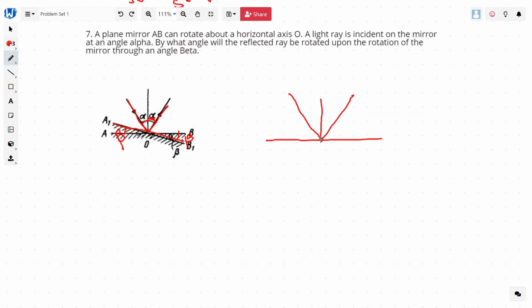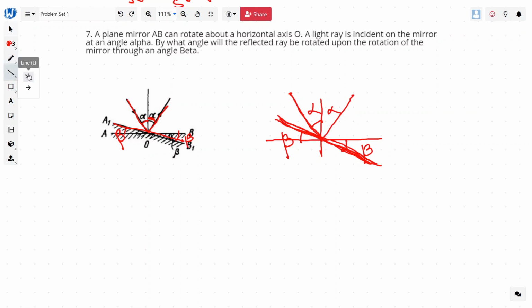So here is the reflection happening. We know this is alpha. And now if we turn the mirror by an angle beta, what will happen to the light ray, right? So the light ray is going to be again incident like this only. Okay, but now the normal will shift, right? So here is the new surface. Okay, we are going to redraw our normal.